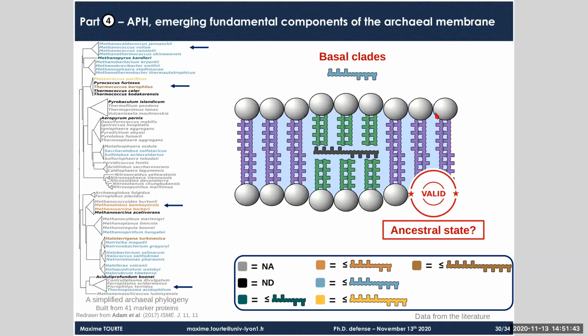And similarly to core lipids, we also found apolar polyisoprenoids in the most basal clades of Archaea, and thus the capacity to synthesize these compounds is an ancestral state in Archaea.